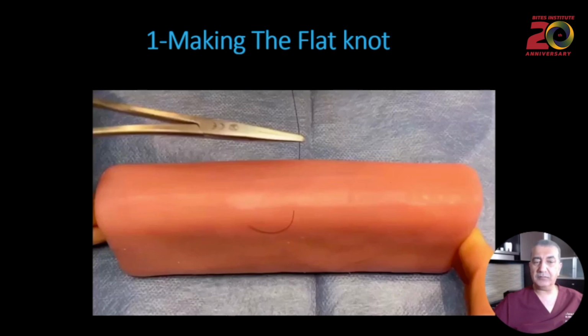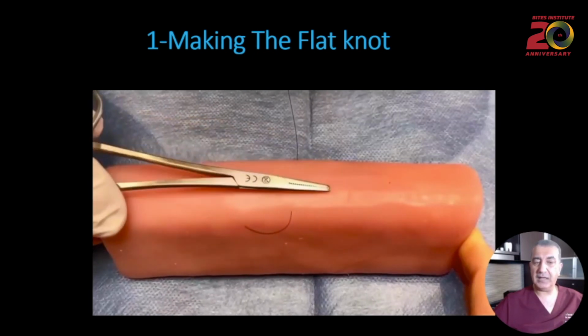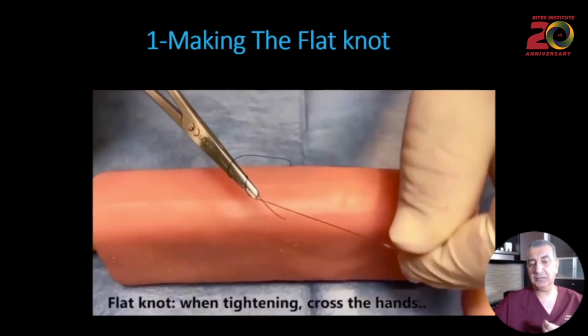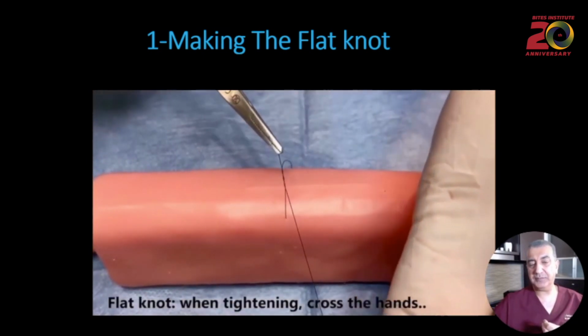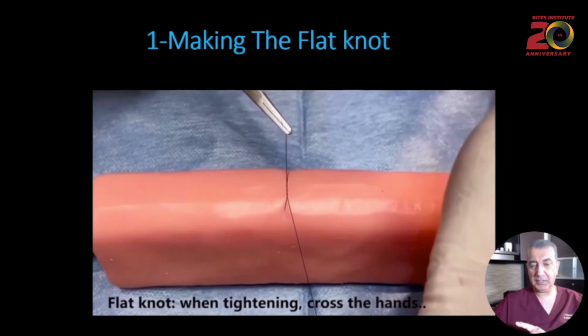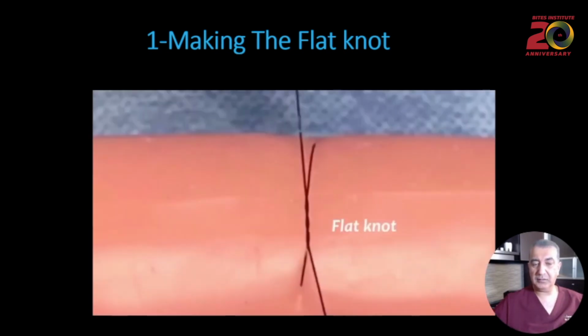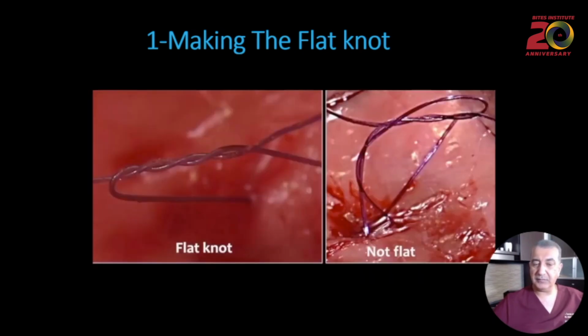So this is a basic video on how to make the flat knot and why we like to make it flat. Basically, we are following the short end and bringing it to the other end, and then going back again toward the short. So this is a flat knot. And you can see that the flat knot stays tight. And this picture shows the difference between a flat knot and a not flat one.